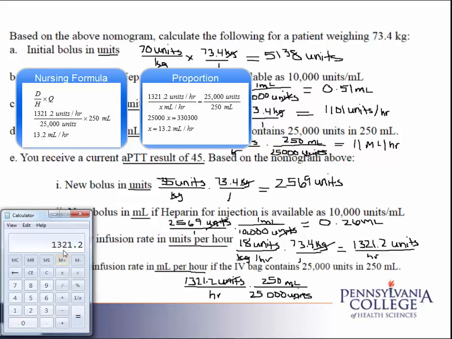So I already have this number on my calculator. I multiply that by 250, and then divide that by 25,000. Here I do need to round my answer because I need to type this into my infusion pump, and the infusion pumps will take values to the tenths, so this would be 13.2 milliliters per hour.